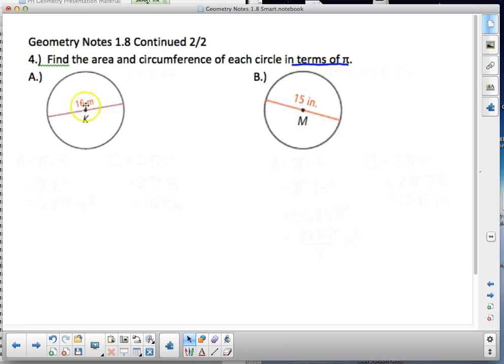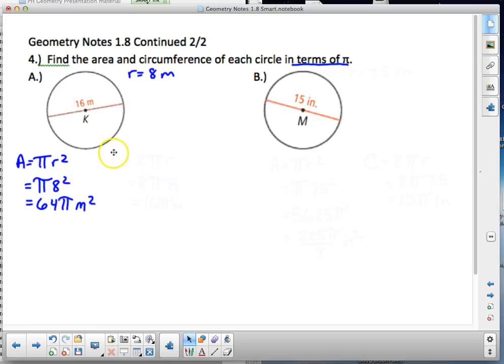So we have a chord that goes across as the diameter, 16 meters. So half of that is 8, and that's my radius. So my area is pi r squared, which is pi 8 squared, and that's 64 pi. I'm done. This is in terms of pi, because pi isn't multiplied out.